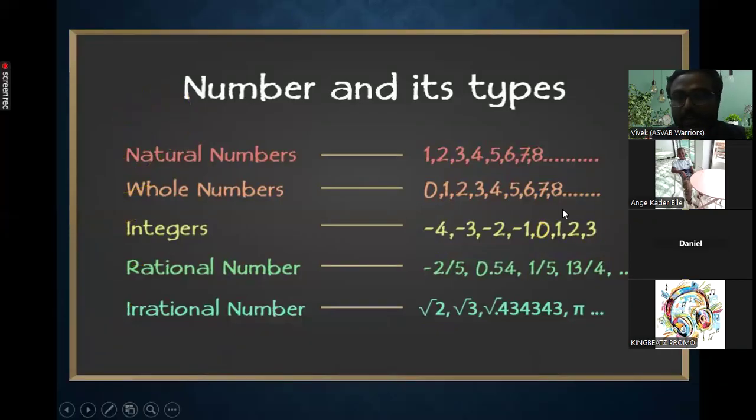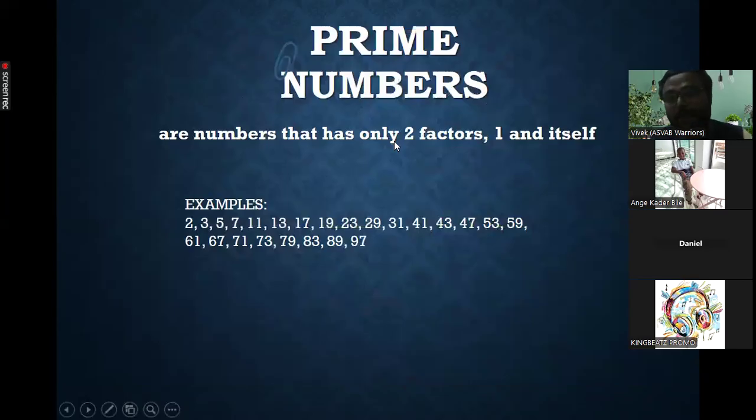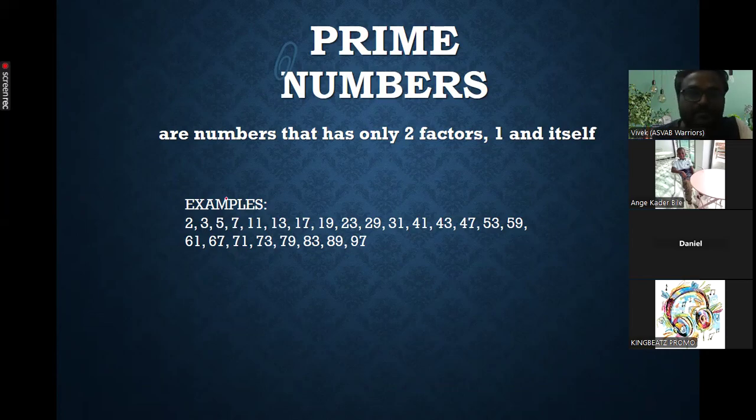Now, let us understand prime numbers. So, Anjay, what are prime numbers? Prime numbers are numbers that can be divided only by 1 and themselves. The factors of a prime number are nothing but 1 and itself.